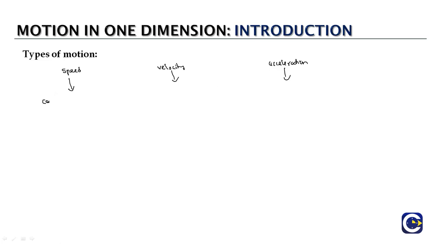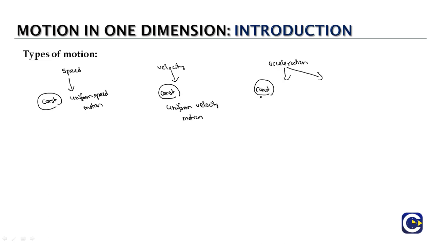If the speed of the object is constant, then we will call it uniform speed motion. If the velocity of the object is constant in a particular motion, then we will call it uniform velocity motion. If the acceleration is constant, then we will call it uniform acceleration motion.